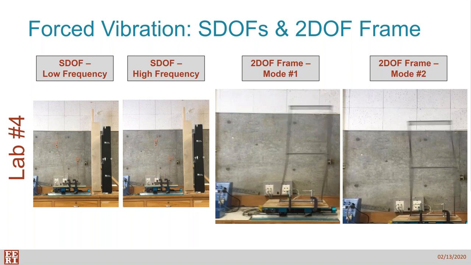And this was extremely helpful because we did this activity prior to them starting multi-degree of freedom systems and the eigenvalue problem where you solve your natural frequencies and mode shapes. So they kept this as a visual reminder of what it meant when they were solving those problems. What did it mean to have different natural frequencies? What did it mean to have different mode shapes? So it was very helpful for them to see this in Lab 4 prior to doing the calculations.